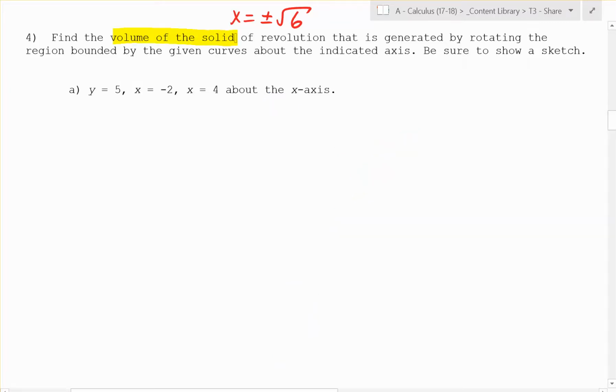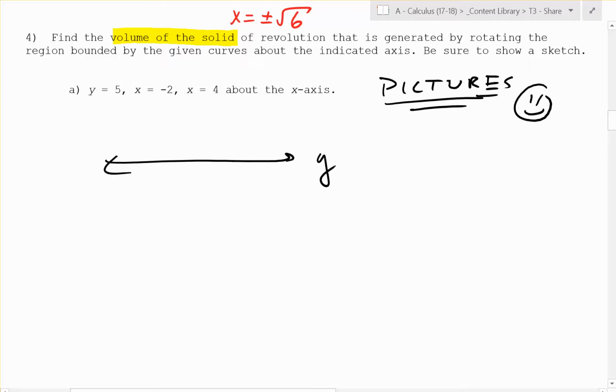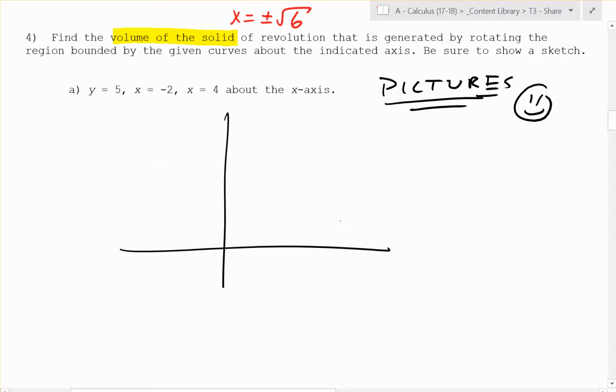So this is a three-dimensional solid of revolution that is generated by rotating the region bounded by the given curves about the indicated axis. So let's do a picture. Pictures are going to be super important. Pictures, yes, we like them. Okay, so what do we have here? Let's say we had y equals 5. I need to do some axes here. So y equals 5, let's say right here.